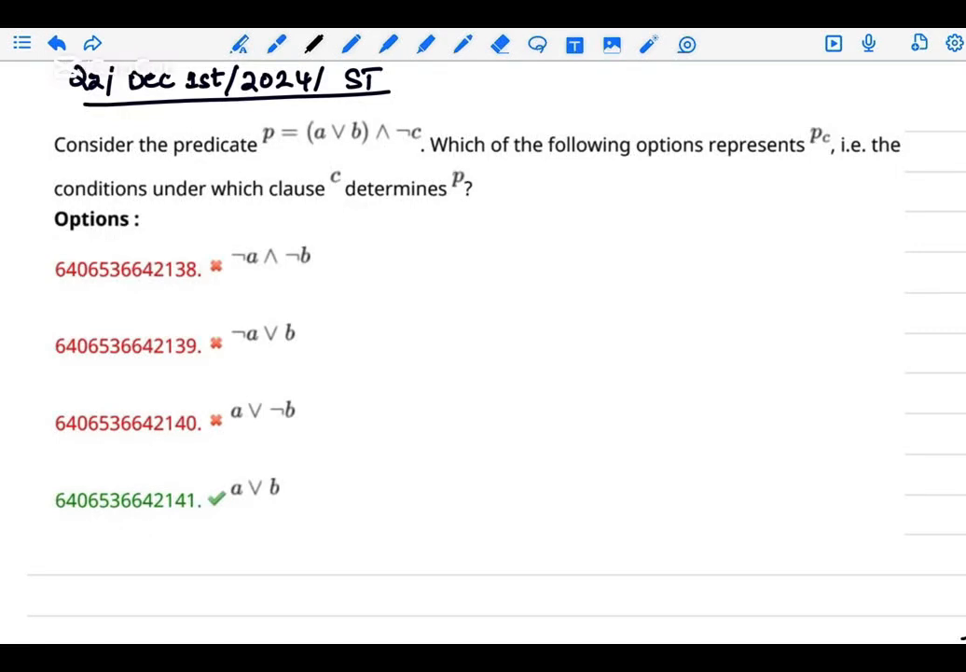Question from a different paper. Consider the predicate P. Which of the following options represents PC? They are asking us to find the PC. PC means major clauses. Here A, B, C are the clauses.